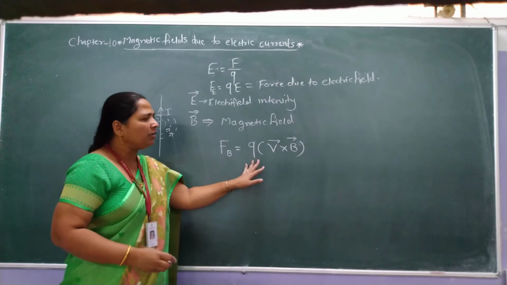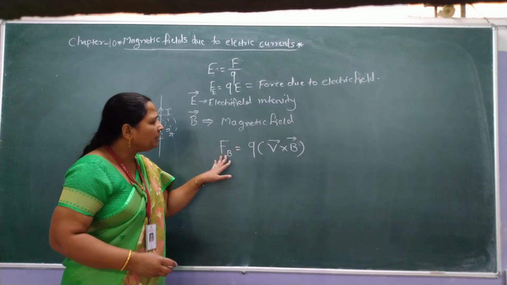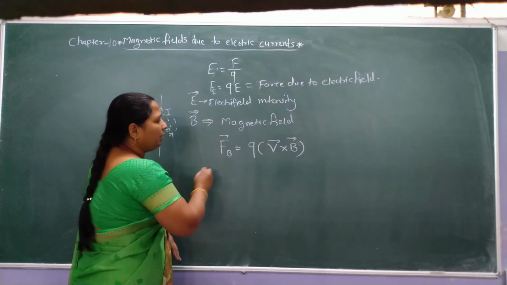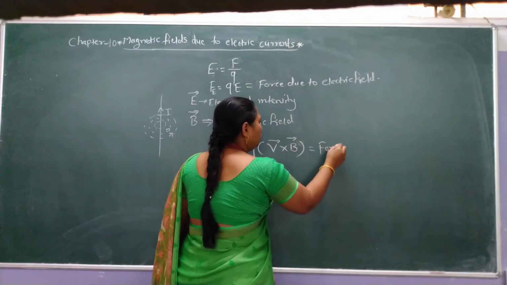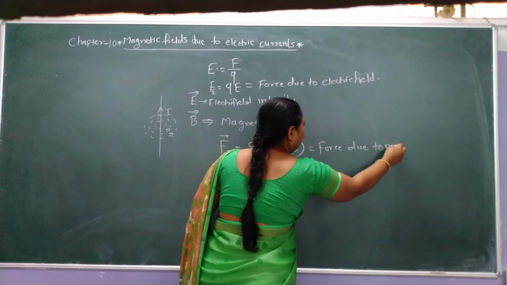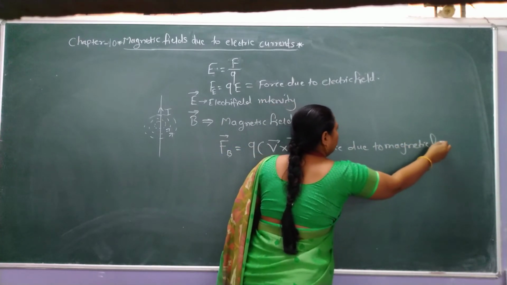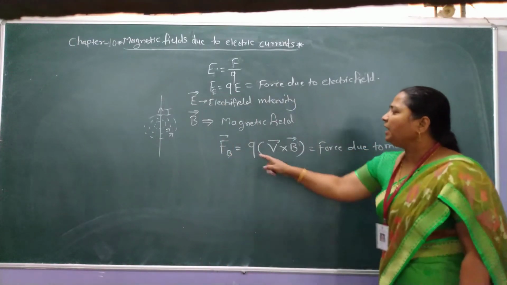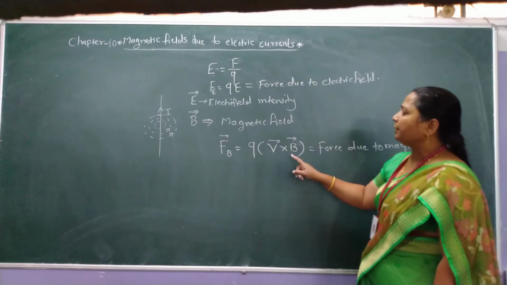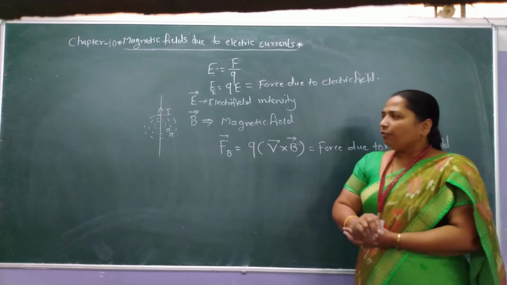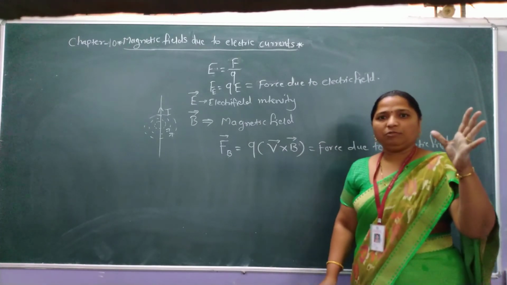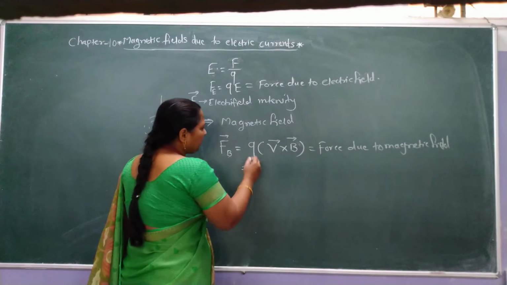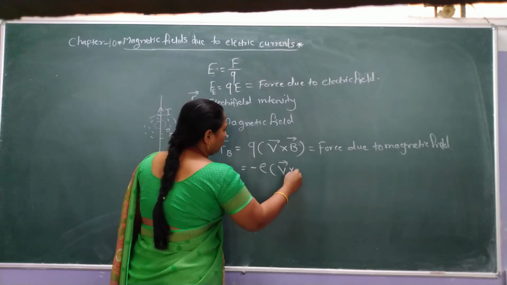The force due to the magnetic field, which we studied in 11th standard, Fb means force due to magnetic field. When the charge is in motion, and the charge on an electron is minus e, that equation can be represented as minus e in bracket V vector cross B vector.